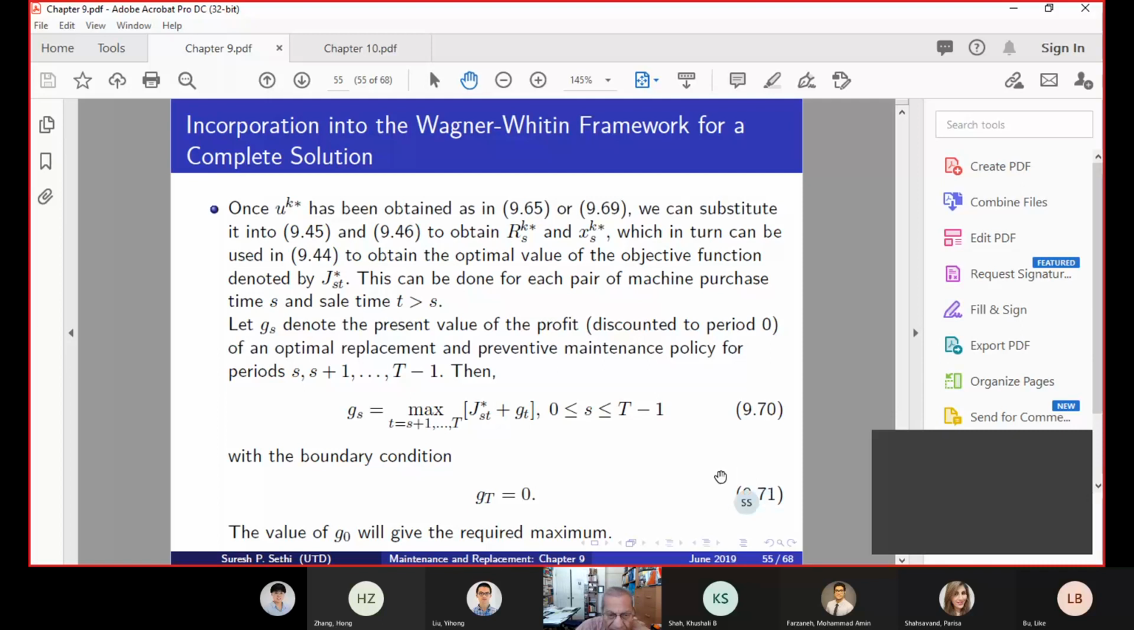Oh, this is a mistake too. No. This is from 0 to S going to T minus 1. S is going to T minus 1. But T must go to only capital T minus 1 or T. Let me see. Where should the T go? S goes from 0 to T minus 1. And T goes from S plus 1 to T. Yes.